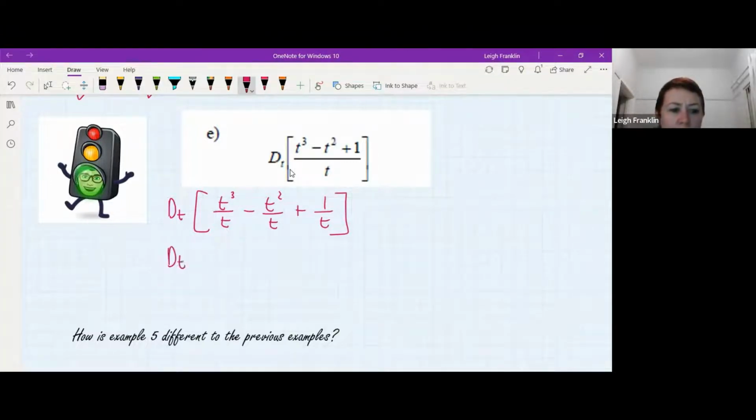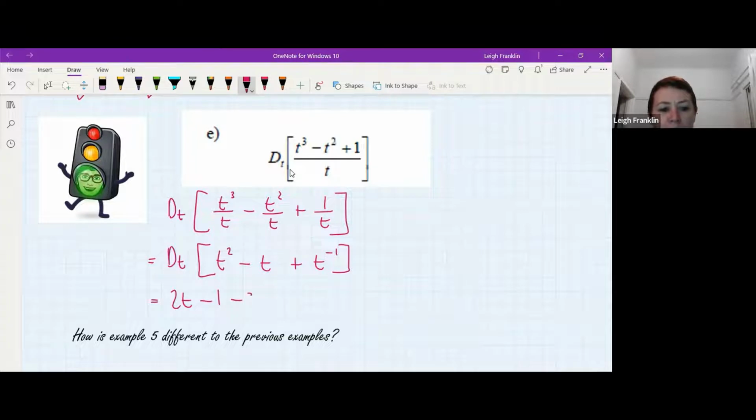So in our next line, we're going to end up with our first term being equal to t to the power of 2, because when we divide like bases, we subtract our exponents. Second term is going to be minus t, and then this one is going to be t to the power of -1. Okay, now we're ready to differentiate. Dropping our dt, dropping our square brackets, we're going to write 2t minus 1 minus t to the power of -2. How did that go?